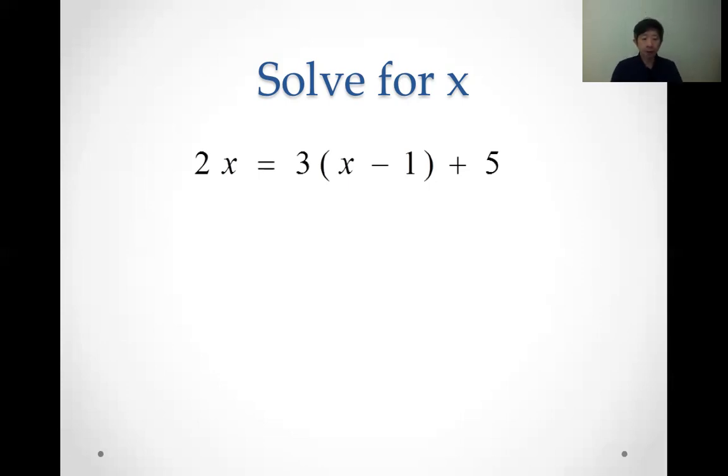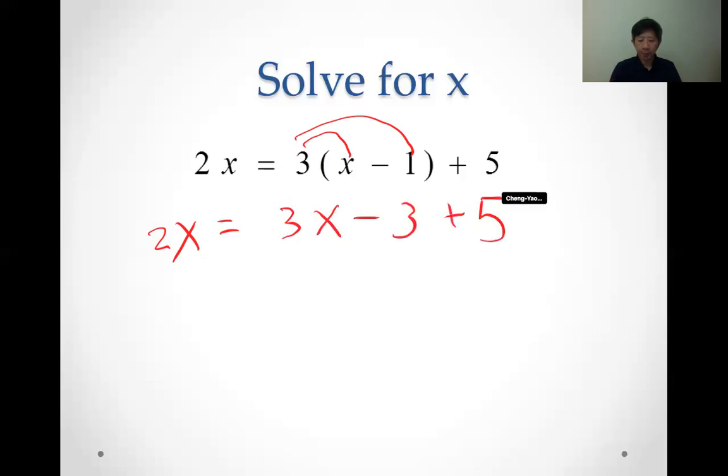Okay, solve for x. Here, I will use the distributive property like this, right? So we have 2x equals 3x minus 3 plus 5, okay? So that would be 2x equals, now, negative 3 plus 5, how much is that? Which is positive 2, right? We take negative 3 plus 5, which is 2.